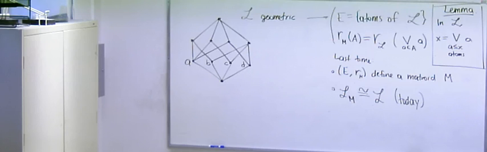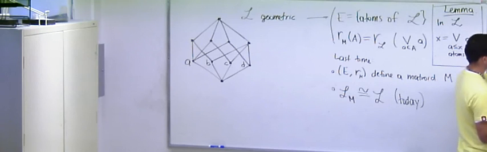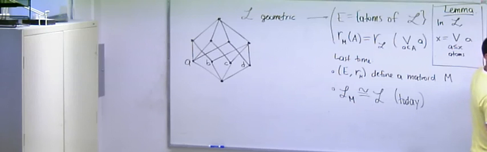And the second thing I need to do is to show that phi is surjective. To show that phi is surjective, I need to show that any flat in the lattice of flats is phi of something. So let F be a flat of my matroid.